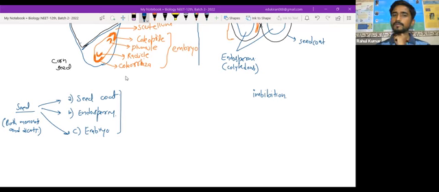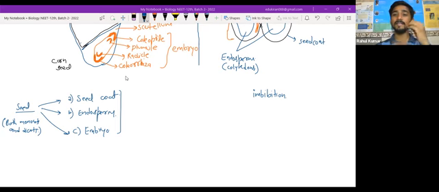Seed coat, not every time. Yeah, it is hard. If it is not a hard structure, how will it protect the seed? But the problem is, if it is a hard structure, then how does the embryo come out of the seed? Same procedure. Imbibition.